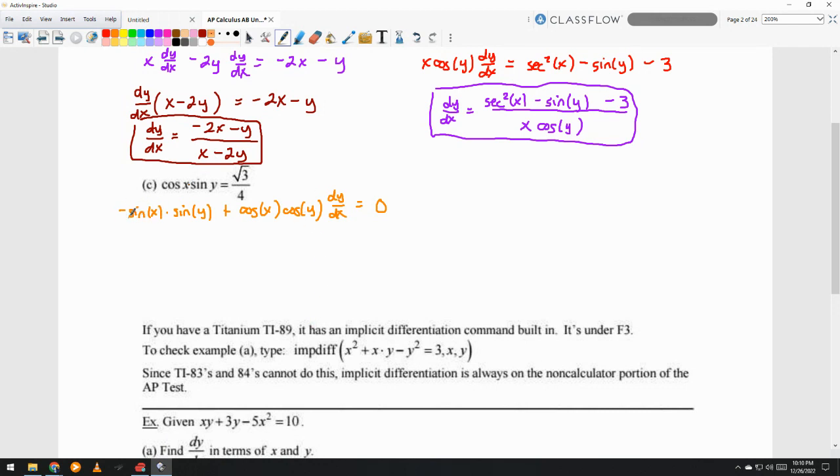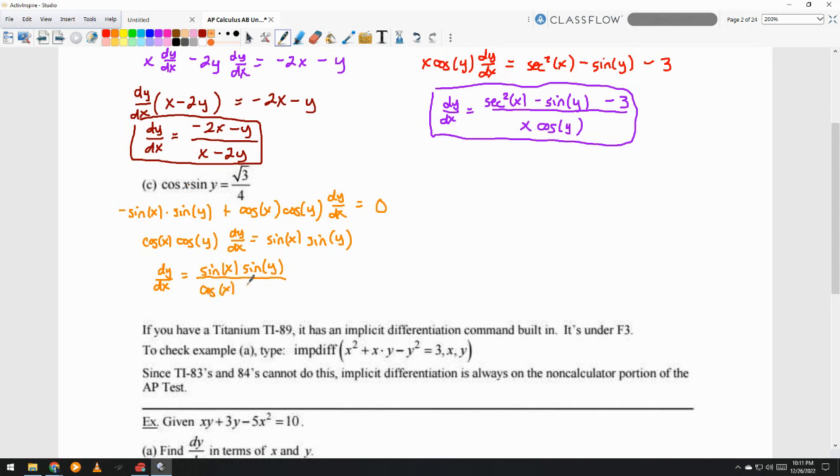All right, so we're going to need to add the sine x sine y to the other side. So we get positive sine x sine y. And then we'll need to divide by cosine x cosine y. Again, everything's multiplied over here, so no factoring required. Just divide by what you don't want to stay there. And you're done.